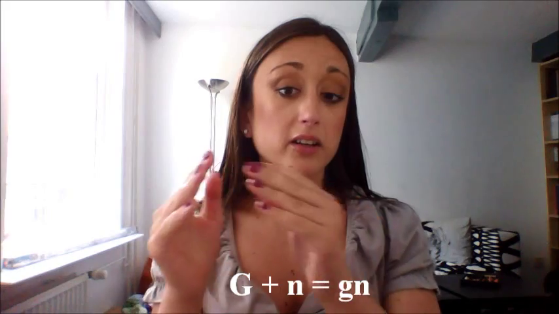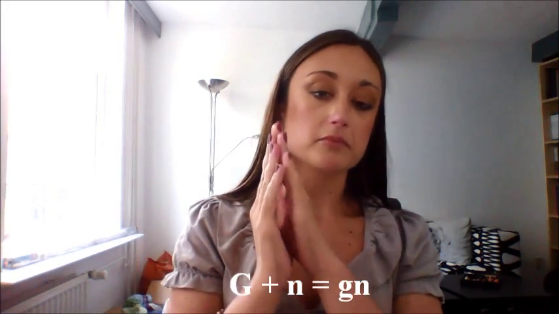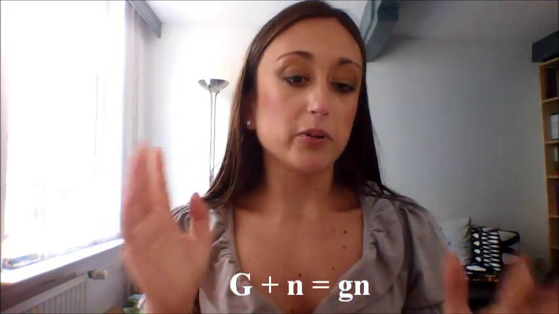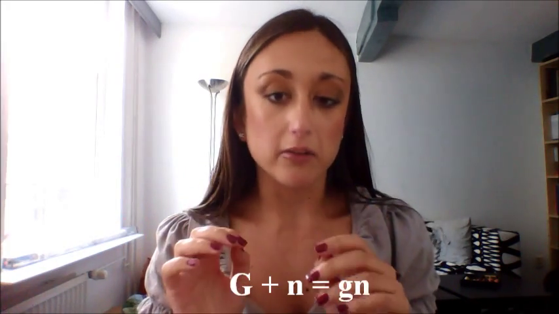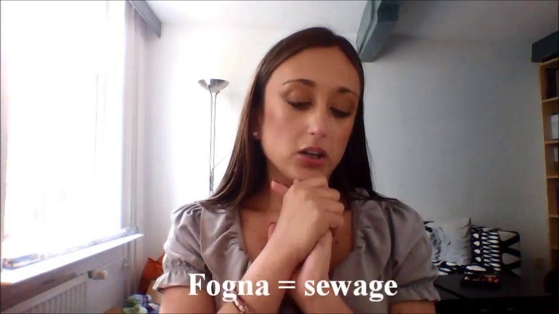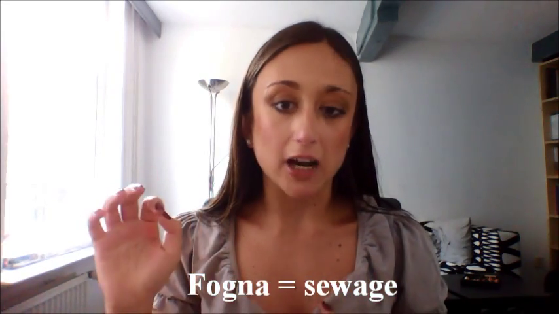Now, another group that can also be found is G plus N. It is pronounced like in gnocchi, as for example in the gnocchi, the kind of pasta. The oval-shaped round kind of pasta that goes usually in the oven. So it's again, gnocchi. Or also the sewage, Fogna.